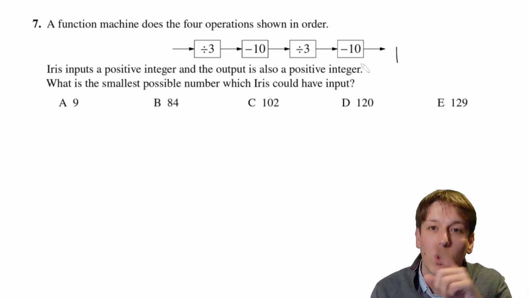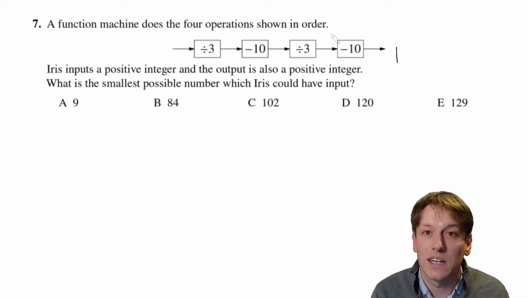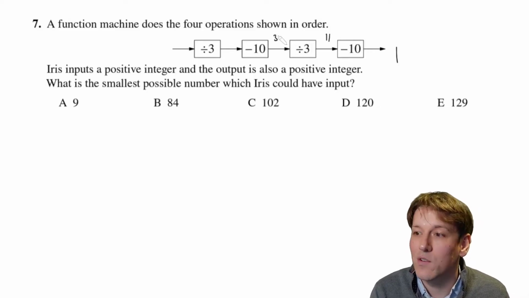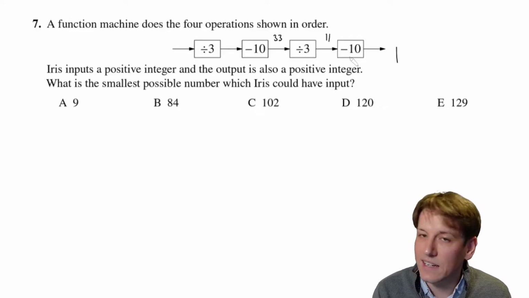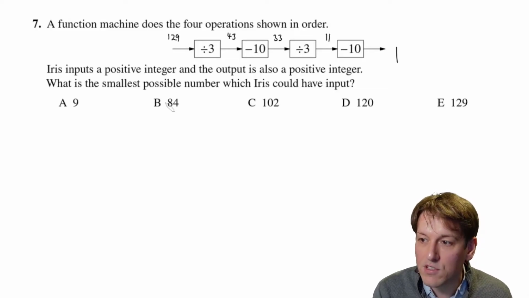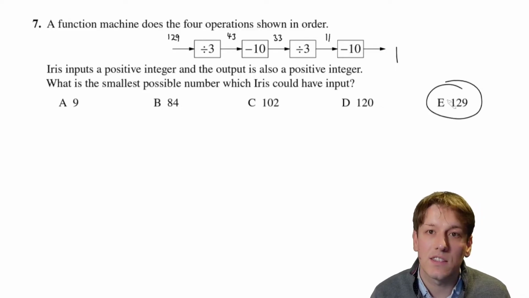And now I'm going to just work my way back through the function machine and see what the integer would have been at each step. So before we subtracted 10, it would have been 11, adding 10. Before we divide by 3, it would be 33, so we're timesing by 3 to undo the division by 3 and adding 10 to undo the subtraction. So we add 10 again and get 43, times by 3, and we get 129, and then we see that 129 here is the smallest number that you could put in to get an integer out.